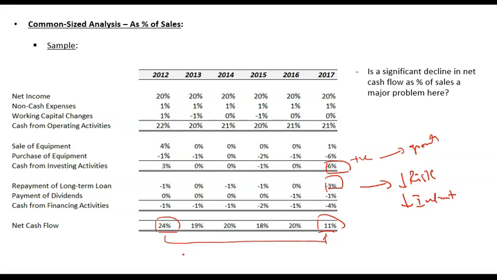So again, do not just look at the net cash flow number, but find out what the sources of cash are and where the cash is being used, to be able to analyze whether the cash flow statement is showing strength or not.